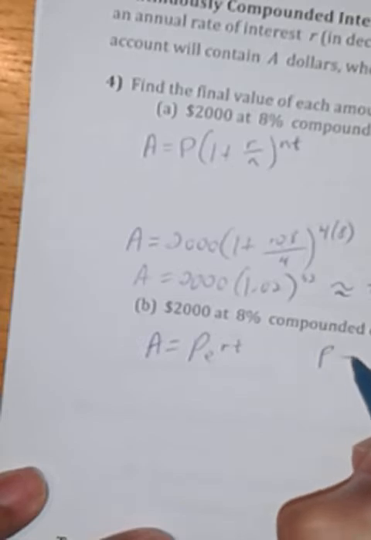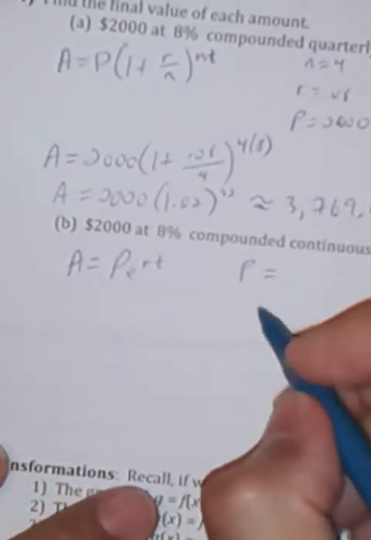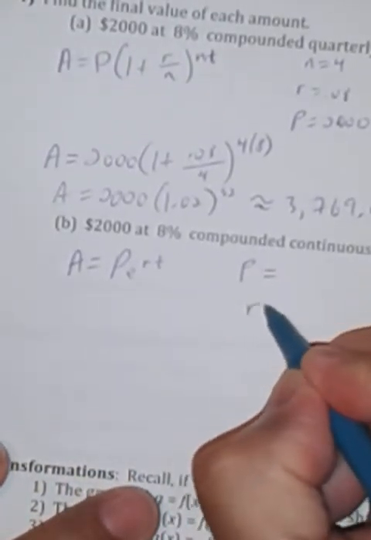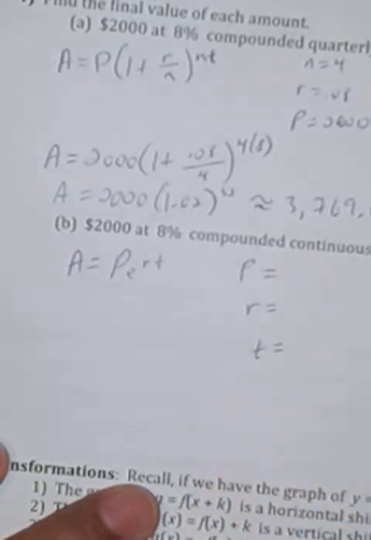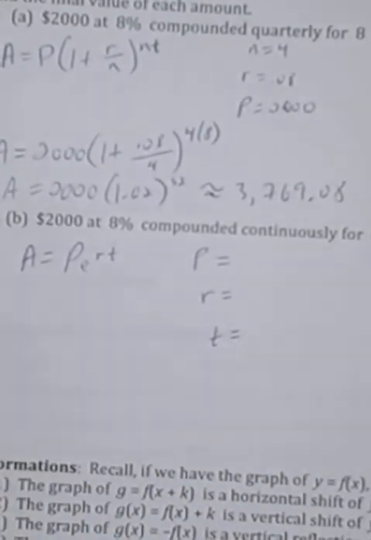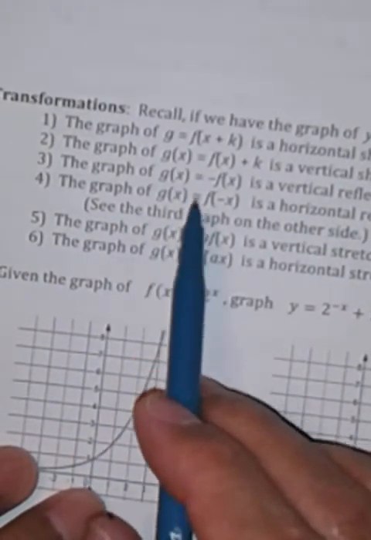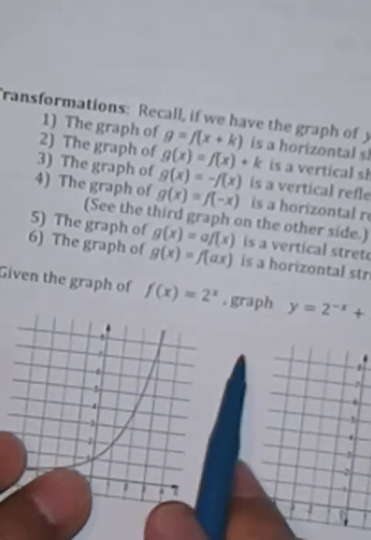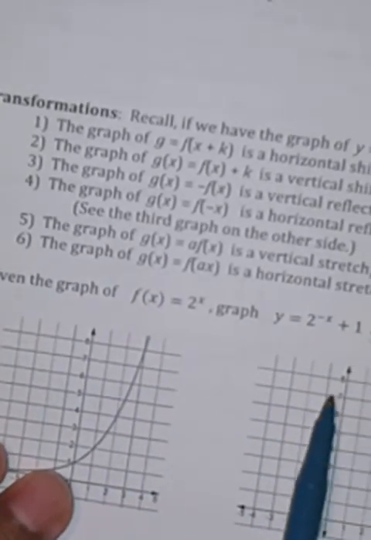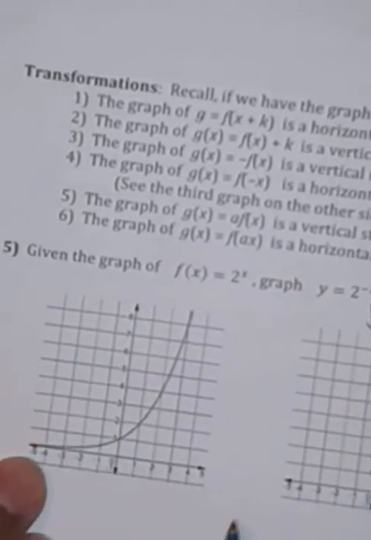Okay, all right. So for this one, don't forget to find A equals P e to the RT. That means you'll need to know P, you'll need to know R, and you'll need to know T. And let's finish off with transformations. So transformations work the way they've worked before, right? Let's just do an example. We'll do this first example here, and we'll graph the first one together.